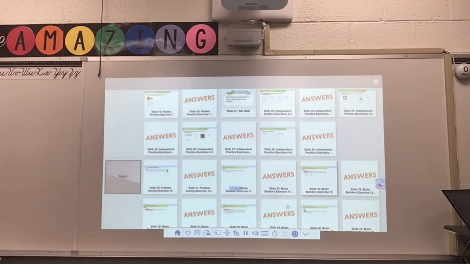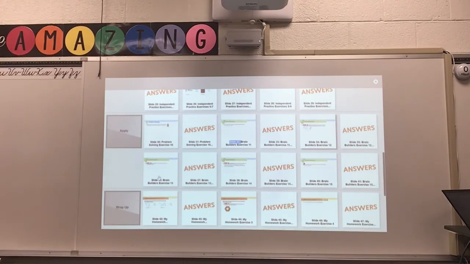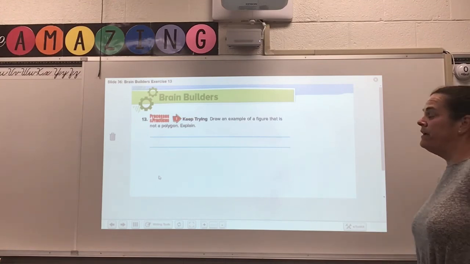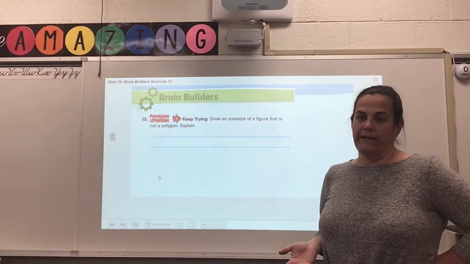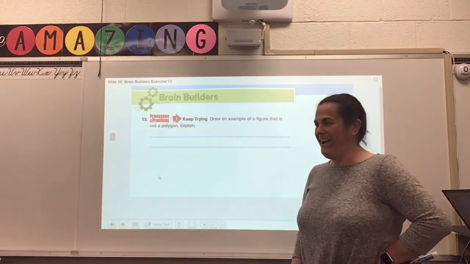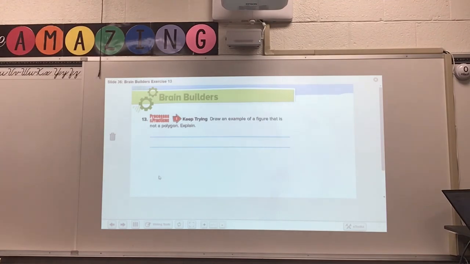All right, let's look at number 13. Number 13 says to draw an example of a figure that is not a polygon and explain why. So draw any figure that is not a polygon and then just tell why it's not a polygon. Try to be more creative and don't just copy the ones from number 12. Okay? All right, we are going to stop there. Try numbers 14 and 15. See how you do on those.